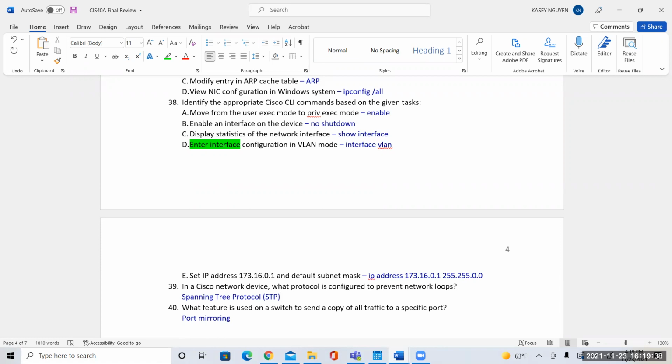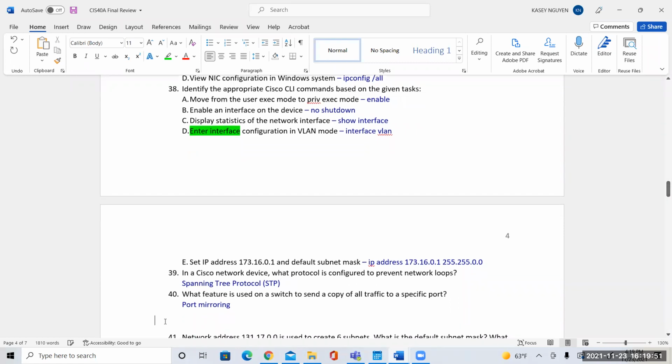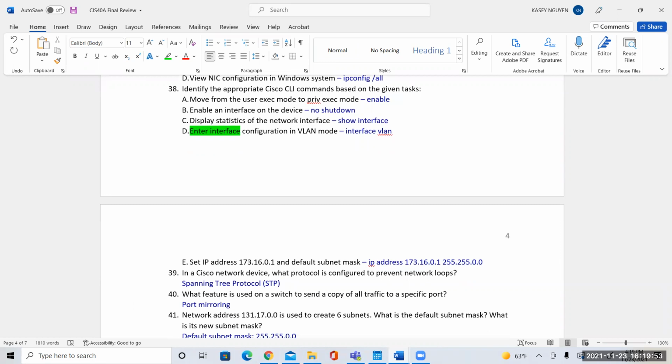What feature is used on a switch to send a copy of all traffic to a specific port? And this is called port mirroring. Number 41. Okay, I'm going to move down a little more now.